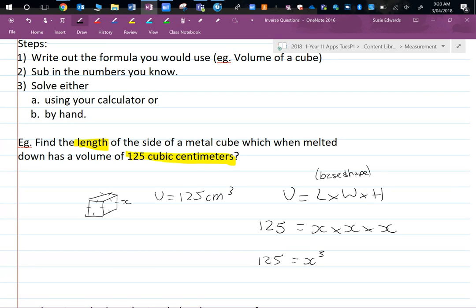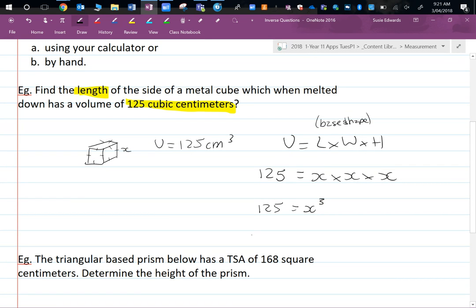How do we get rid of that cubed there? Move it to the other side. How do we get rid of it if it was a squared? What would we do on the other side? Not divide. You'd find the square root of it, yeah? So cubed, what are we going to use? The cubed root. Now let's try and find that on our calculator.